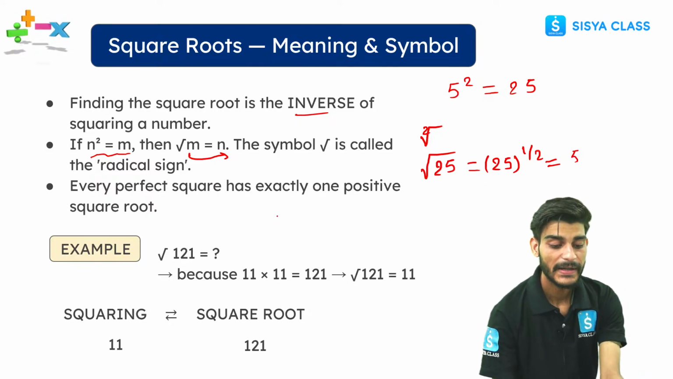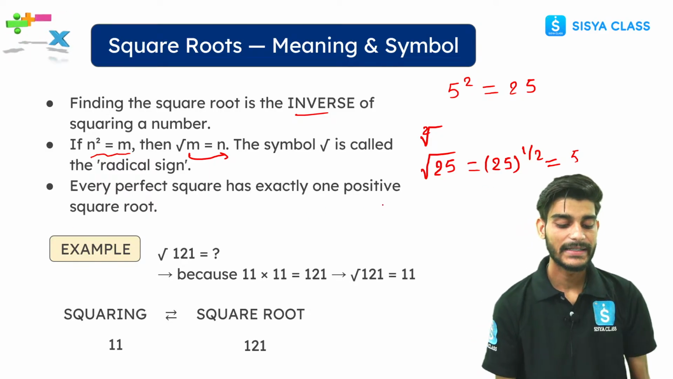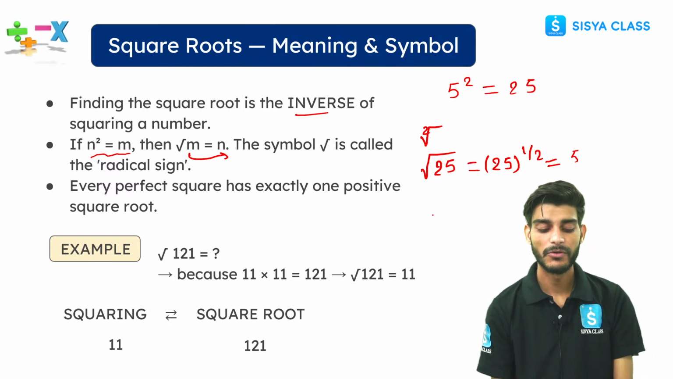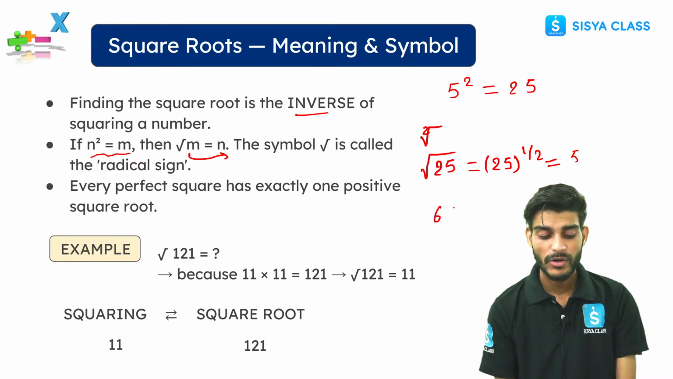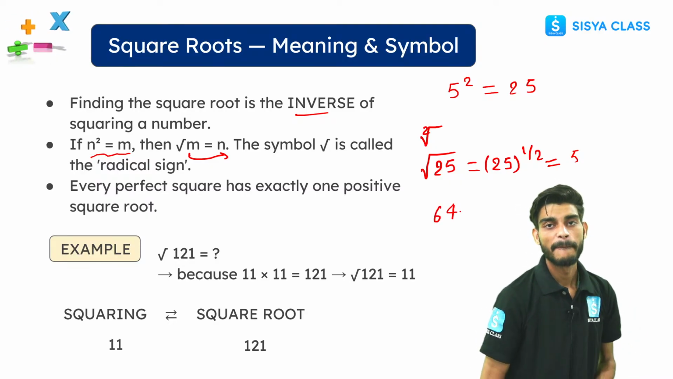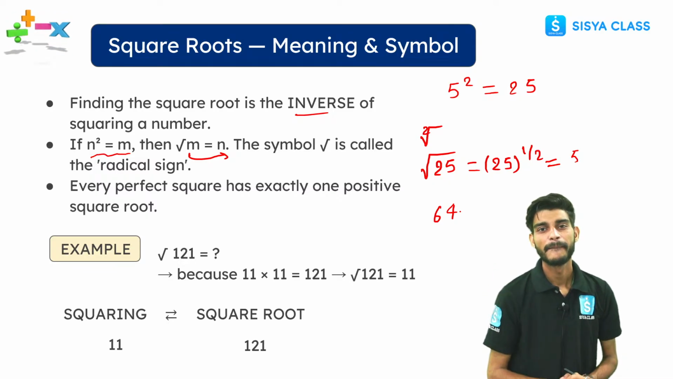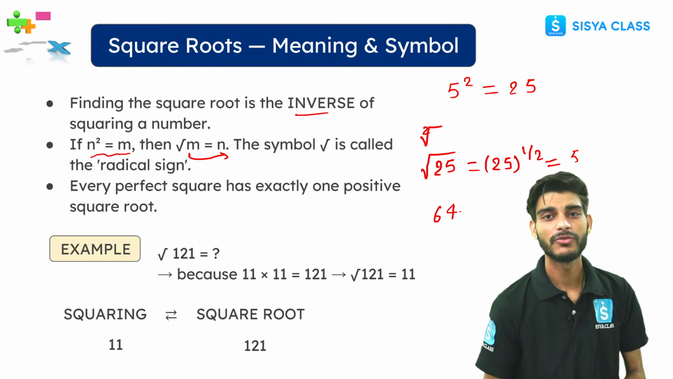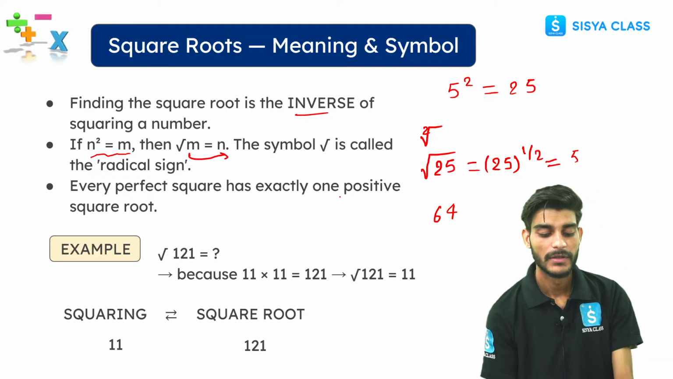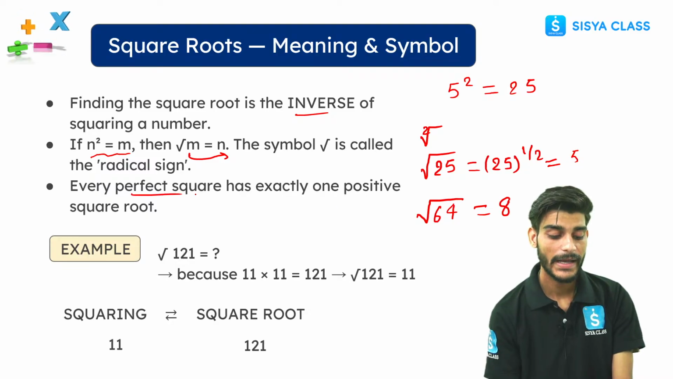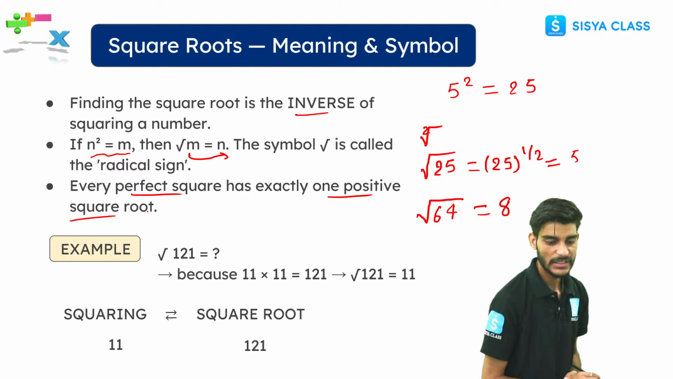Next is, every perfect square has exactly one positive square root. Everyone knows a perfect square. Is 64 a perfect square? Think. Yes sir, 64 is a perfect square because we can multiply 8 two times and get 64. So if I have to find the square root of 64, we will get 8. So every perfect square has exactly one positive square root, exactly one. So this is clear to you.